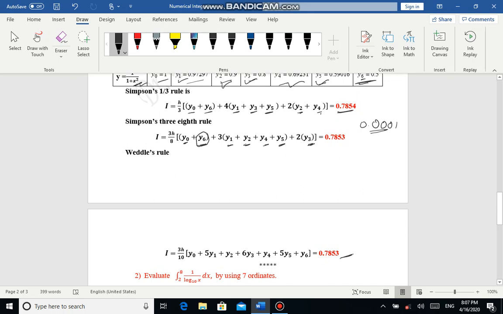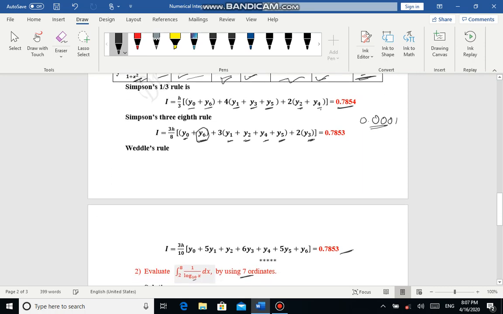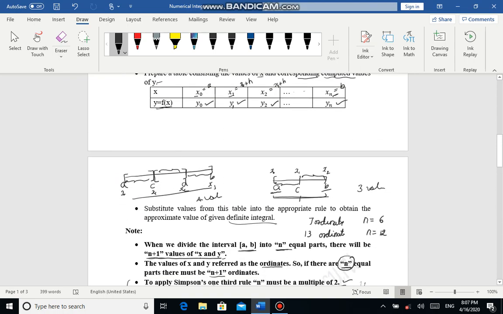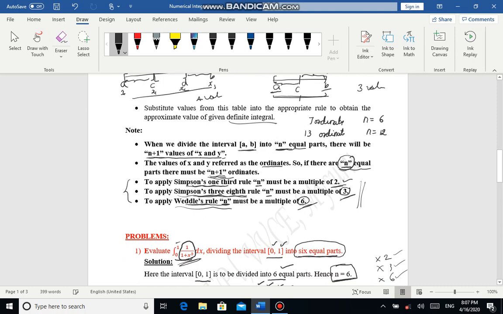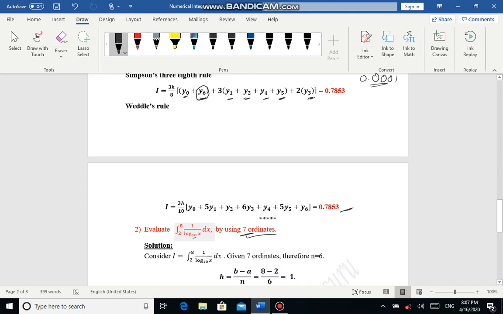Evaluate integral 2 to 8 of 1 divided by log x to the base 10 using 7 ordinates. In the previous problem, we mentioned 6 subintervals, but here it is given in the form of 7 ordinates. Remember, I told you already: when you have n equal parts, you will get n plus 1 ordinates. Here we have 7 ordinates, so what about n? n is equal to 6.